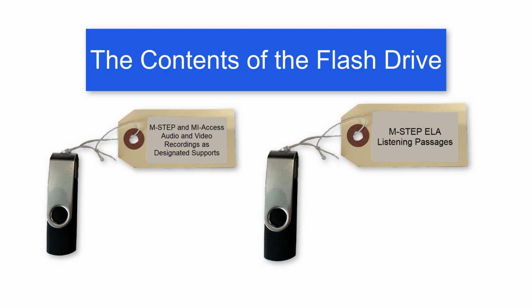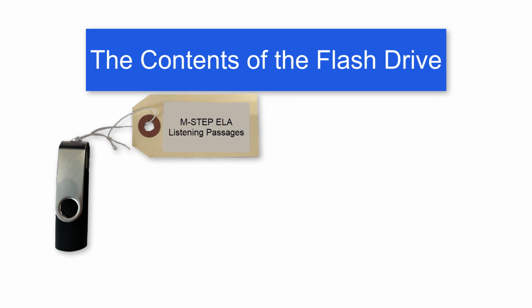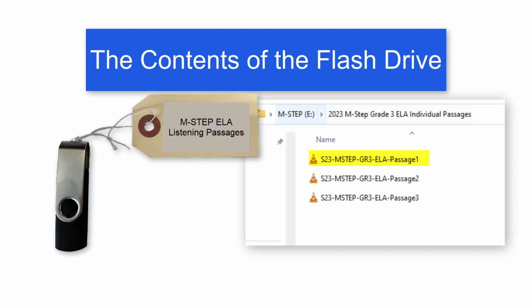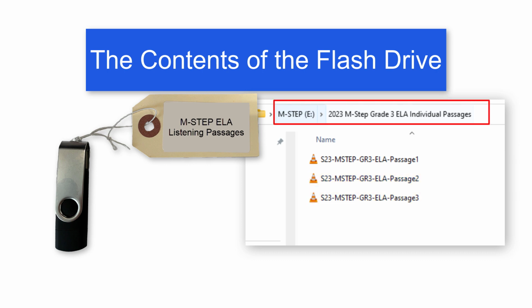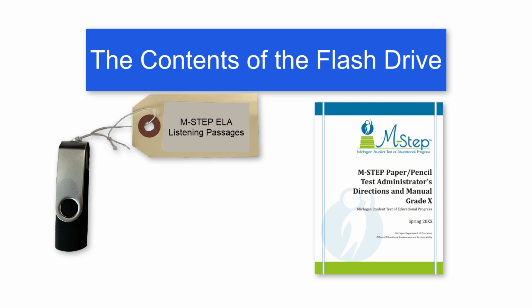First, let's talk about the flash drives containing the MSTEP listening recordings. Each listening recording has 3 files, labeled Passage 1, Passage 2, and Passage 3 inside the root folder. Test administrators should follow the instructions provided in the MSTEP Paper-Pencil Test Administrators Directions and Manual document and play each passage as instructed.